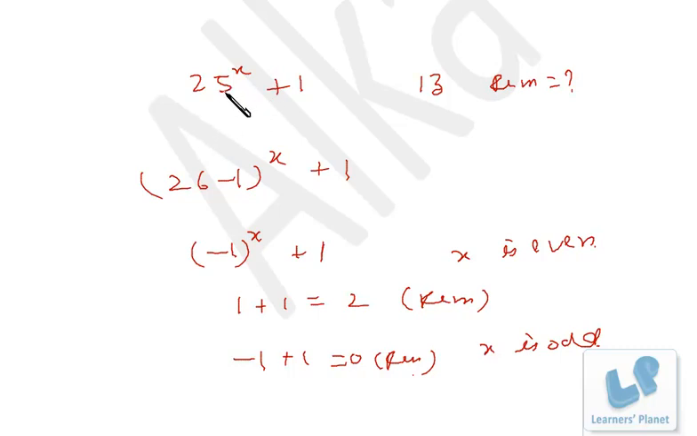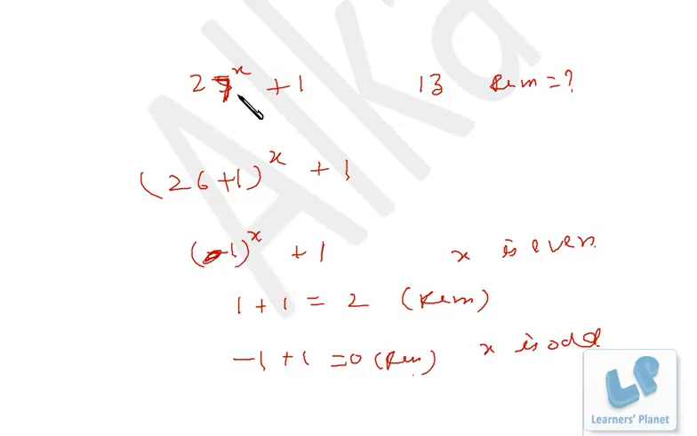Now instead of 25, suppose I have 27. Then what will happen? This will be the situation: 26 plus 1 raised to x plus 1. So in that case, we'll be getting 1 raised to x plus 1. Now whether this x is odd or even, it doesn't matter, because in both the cases we'll be getting 2 as the remainder.